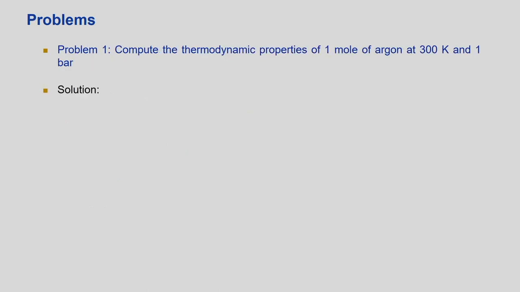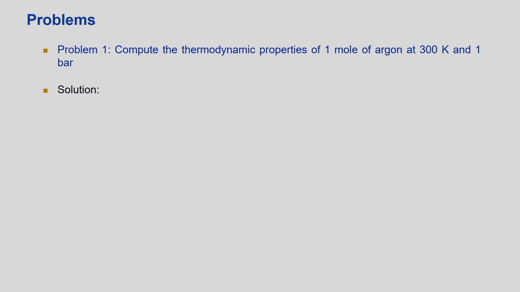So, let us now do a problem, which is to compute the thermodynamic properties of 1 mole of argon at 300 Kelvin and 1 bar. This is a problem taken from a standard textbook. You have to use the expressions which you derived in today's class and the previous class, find these values, and check whether they correspond to the values obtained in the classical manner also. When you do this type of problem, you first need to see what is given. We are given 1 mole of argon.